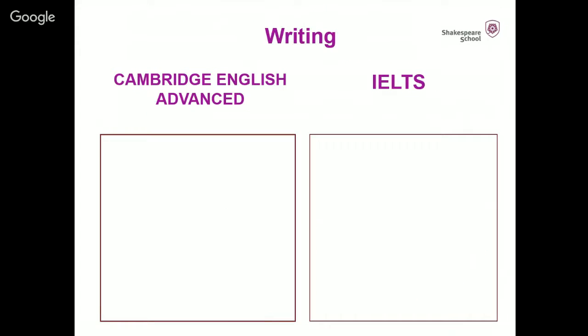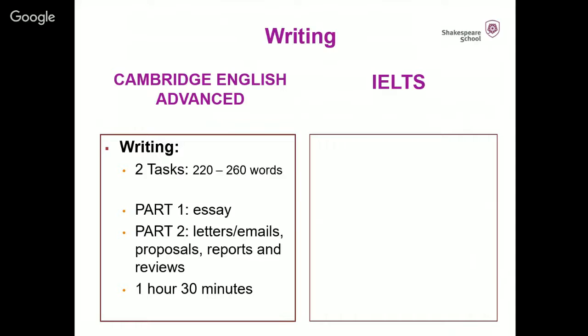But let's see writing. As I said, after you read, it might be useful to write something about what you just have read. Let's see the structure first. In the CAE, there are 2 tasks, both of them just as long, 220 to 260 words. As of 2015, in part 1, invariably, you will receive an essay to write, and we'll take a look at a task in a minute.